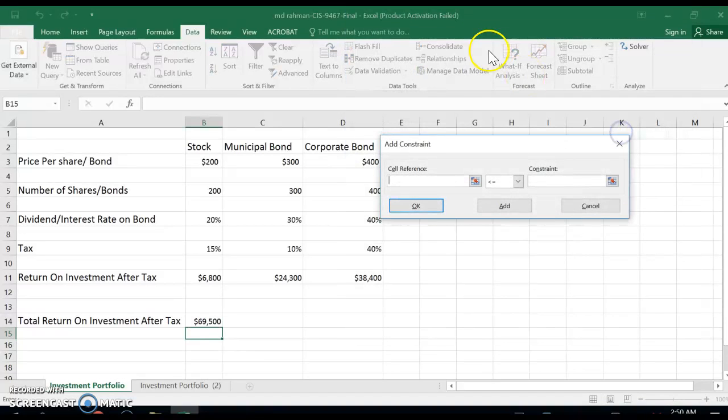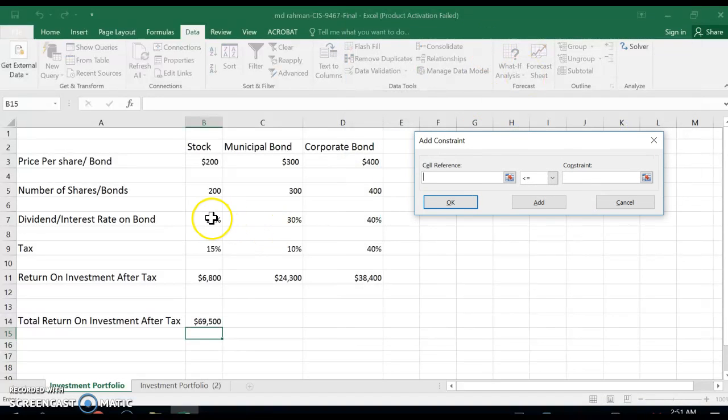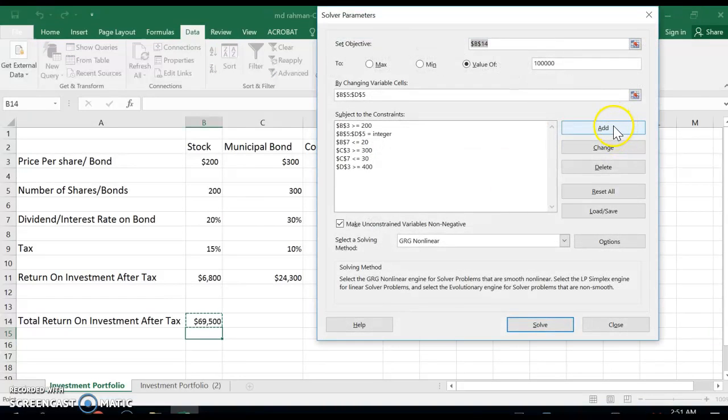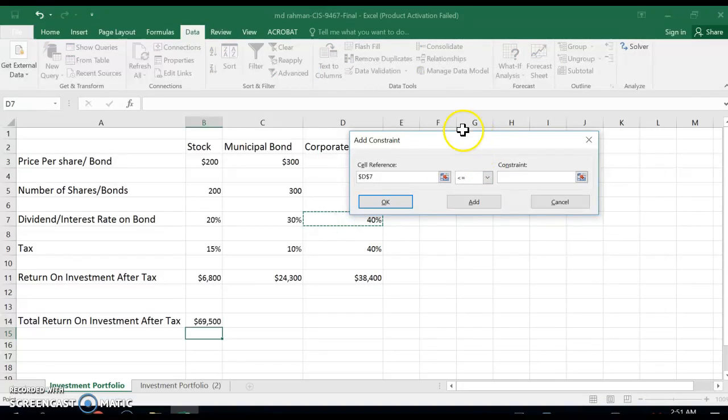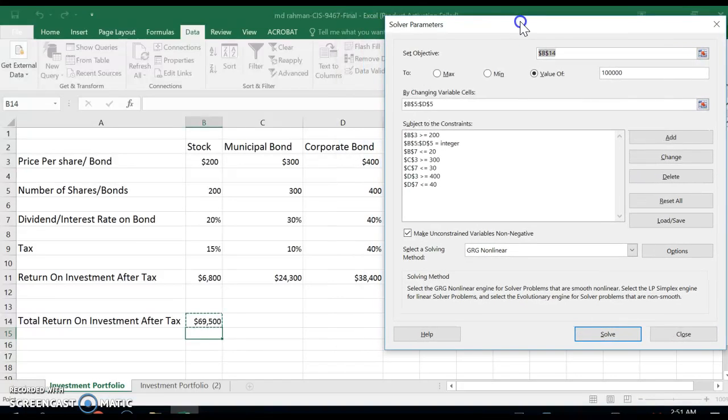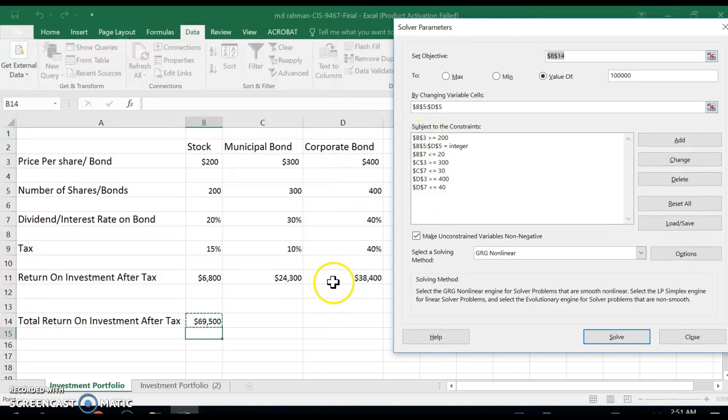Then I set the other constraints, which are the rates. The dividend should be no more than 20%, the municipal interest no more than 30%, and the corporate bond interest rate no more than 40%. So I set all the constraints I needed in order to get a $100,000 return on investment after tax. Let's see if I can get it.